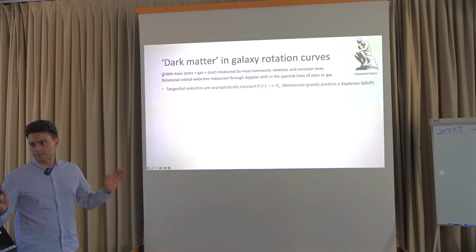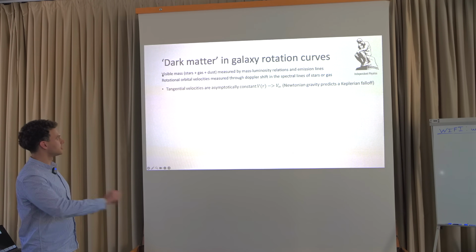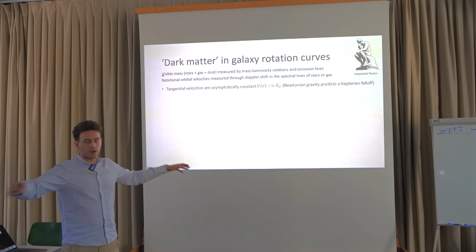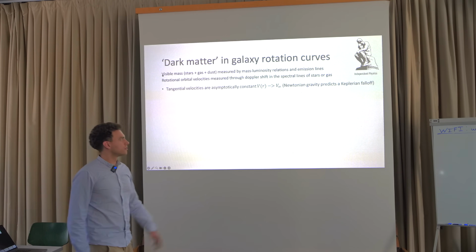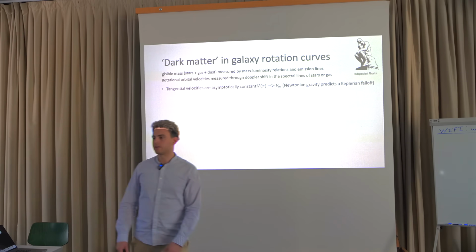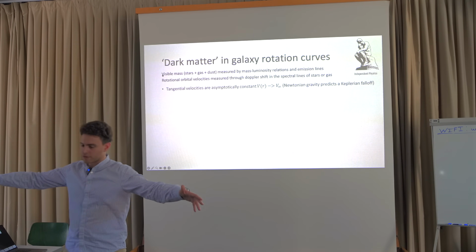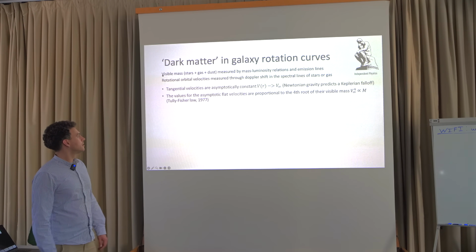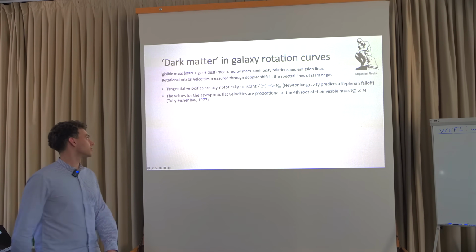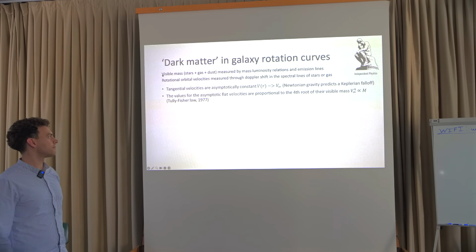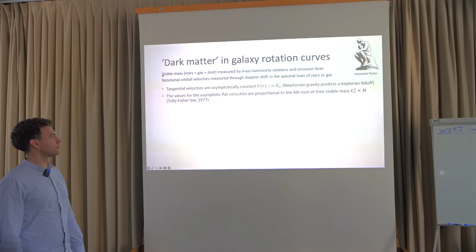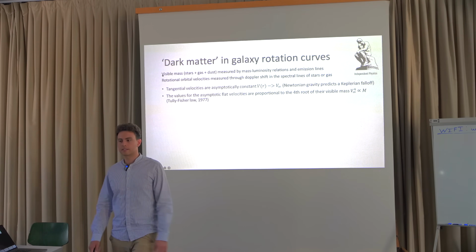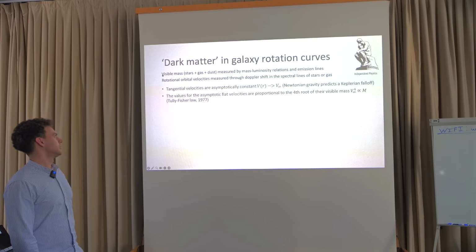So first, in the galaxies, I'm just going to talk about galaxies at the beginning. The tangential velocities are asymptotically constant, asymptotically flat when you go far away from the center, while Newtonian gravity predicts a Keplerian fall-off, and it also makes a lot of sense that the outer parts of the galaxy should rotate much slower than the center. Then we have this very interesting observation that the values for these asymptotic flat velocities are proportional to the fourth root of their visible mass. This is the active gravitational mass of the galaxy. This is also an observation. It's called the Tully-Fisher law.